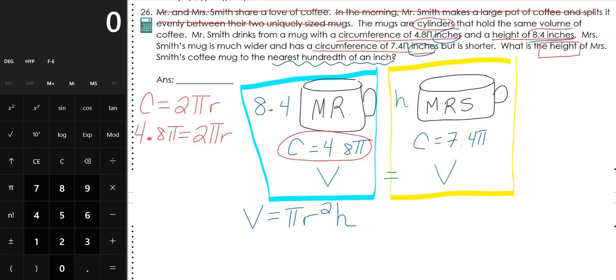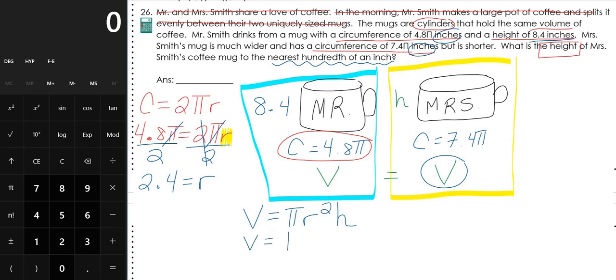I'm going to have to go ahead and find the radius of Mr. Smith's mug so that I can then do the volume. It's a lot of steps here, but we can do it. So the pi's are going to cancel. If you have pi's on both sides, they end up canceling out. Then I need to divide by 2, and then I'll be left with just the radius. 4.8 divided by 2 is 2.4. That's the radius of Mr. Smith's mug. Well, now that I have that, I can get the volume. If I can get the volume, then I'll have Mrs. Smith's volume, and then I could figure out her height. Okay, let's go ahead and do it.